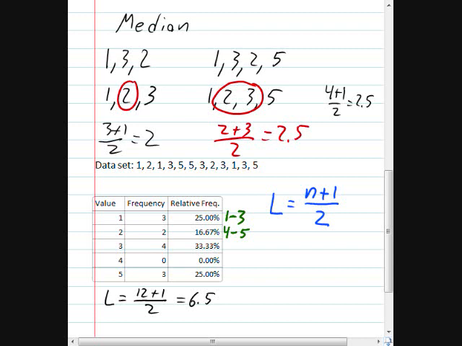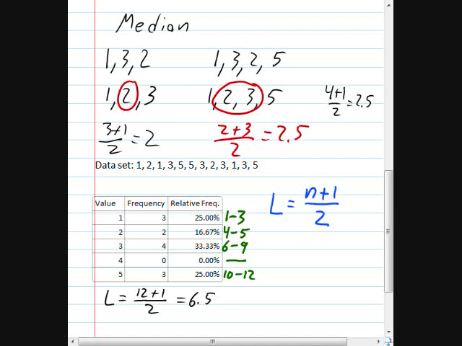The next data value would be a 3, and there's 4 of those. So numbers 6 through 9 would all be 3s. There are no 4s, and the last 3 numbers are 5s, so numbers 10 through 12 are all 5s.